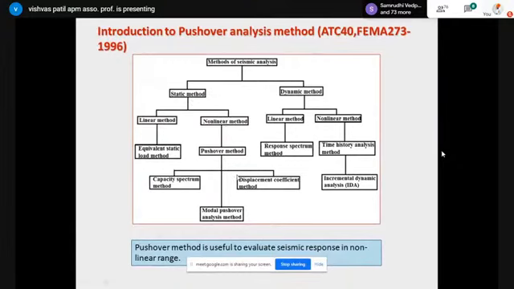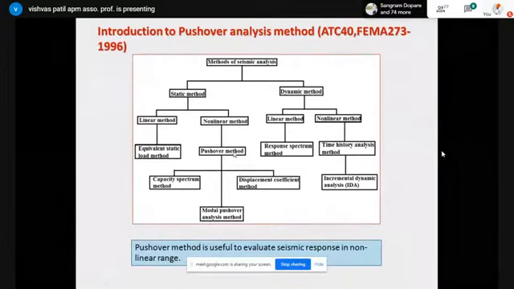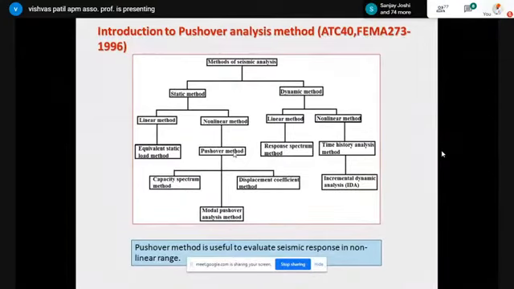Now, in the pushover method, after pushing the structure, we calculate the inelastic displacements. Whatever displacements occur after yielding, we call the inelastic displacement. To calculate those displacements, there are two methods. First is called the capacity spectrum method, and number two is called the displacement coefficient method. The capacity spectrum method was developed by ATC 40, documented in 1996, and the displacement coefficient method is detailed in FEMA 356, 2000.